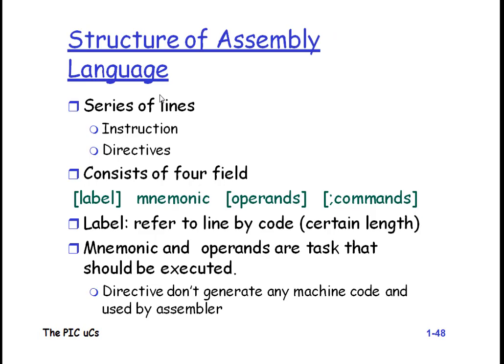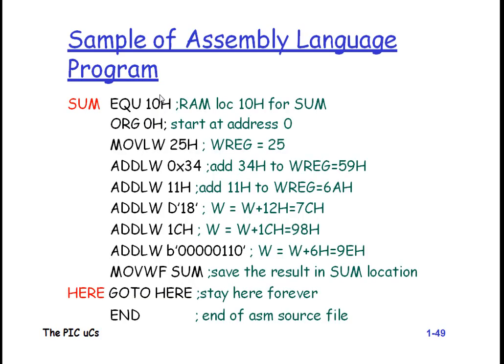Structure of assembly language. There is a series of lines, like instructions and directives. Each consists of four fields: first is the label, then mnemonics, then operands, and then comments. Comments mean what we want to perform, like addition, subtraction, multiplication, move, any one. Labeling refers to line by line code. Mnemonics and operands are tasks that should be executed, like addition, multiplication, etc. Directives don't generate any machine code and are used by the assembler.